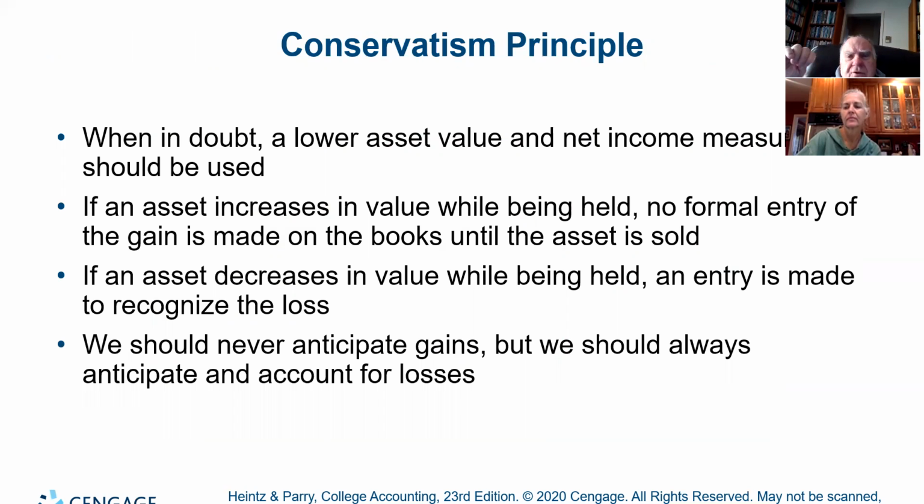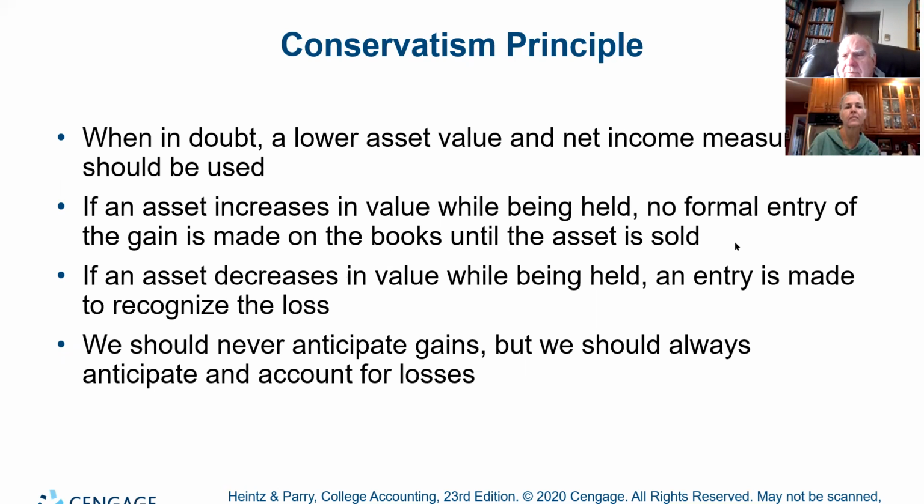And here's a principle of conservatism we're getting involved with. When in doubt, a lower asset value and net income measure should be used. When there's an equal choice between two methods on something, you must choose the one that has the most negative impact. In other words, you must anticipate losses and never anticipate gains. That's the conservative principle. If an asset increases in value while being held, no formal entry of the gain is made on the books until the asset's sold.